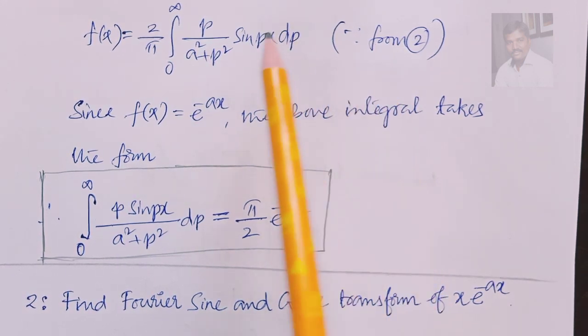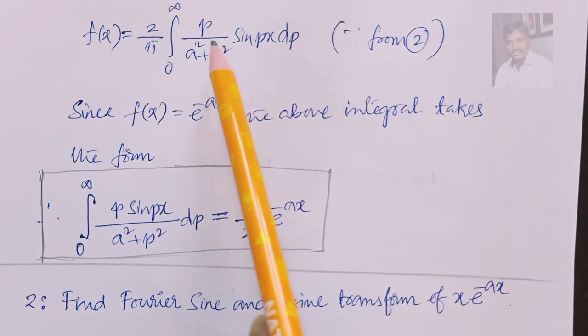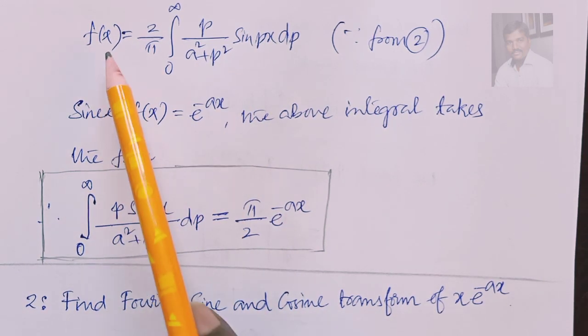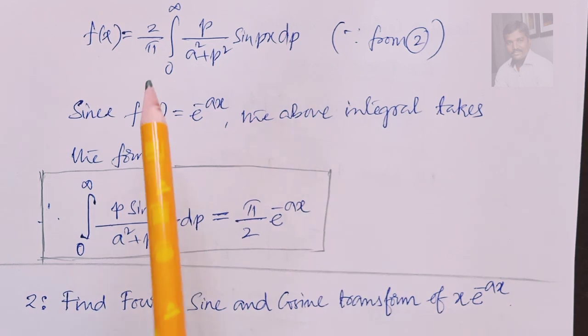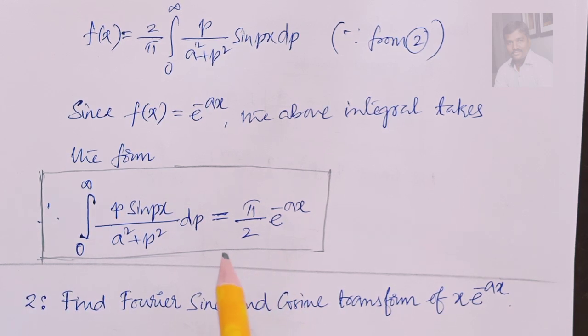We know from equation 2 that this is the Fourier sine transform of e power minus ax. Now since f of x is equal to e power minus ax, the above integral takes this form. Therefore, integral 0 to infinity p sin px by a square plus p square dp is equal to pi by 2 into e power minus ax. And this is how we can find the Fourier sine and the cosine transform of the given function, and we can find the integrals also by using the inverse Fourier sine and the cosine transforms.